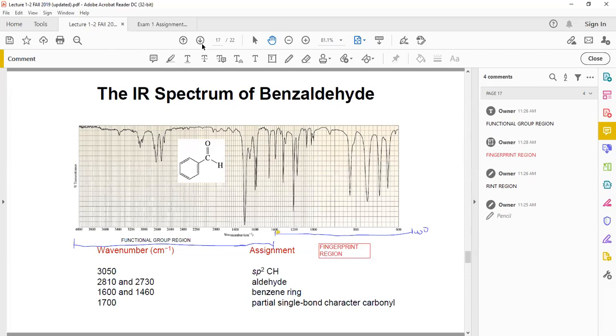appendix A15. Let me go to my chat room. Okay, we can find that in the appendix. A15, A16, A17. Okay, in these three appendices. So these three pages have basically the most common functional groups. They have alkane groups, alkene groups, alkyne groups, and the aromatics.